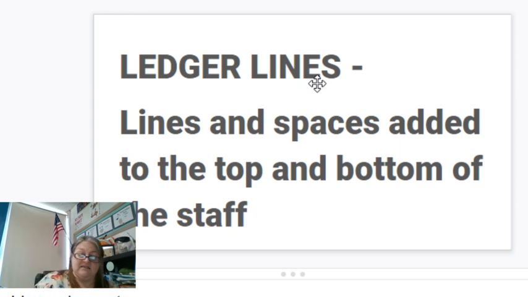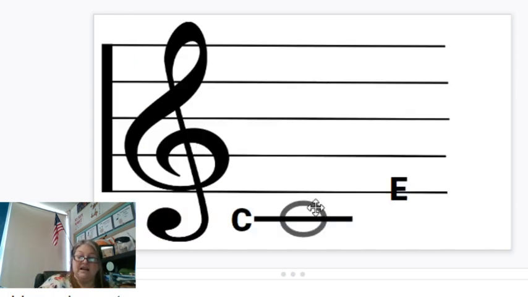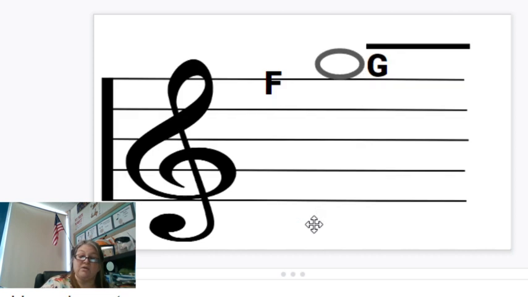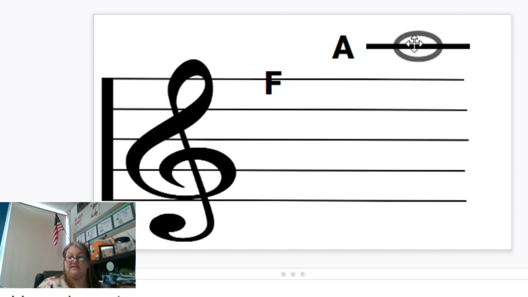Ledger lines are added to the top and the bottom of the staff. This line down here below the treble clef staff is going to be C. The next space will be D. And then, of course, the first line is E. At the top line is F, so the next space is going to be G. And then the next line is going to be A.